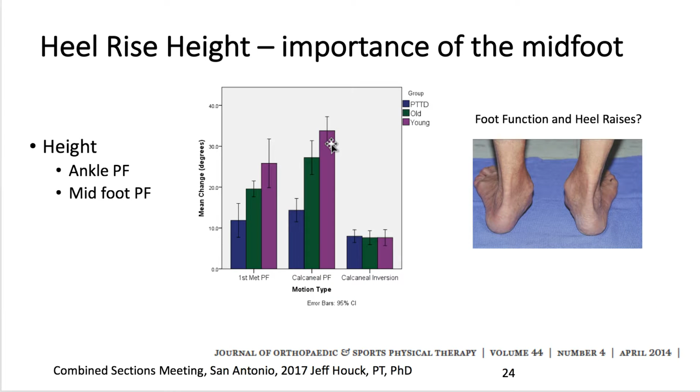So the other part of our strength training involves the foot intrinsic and extrinsic muscles. This is motivated by data that we published on heel rise height. We can see in this graph the mean change in angle that's associated with the midfoot, and here's the mean change in angle that's associated with the ankle. The purple is young, green is old, and the blue is posterior tibial tendinopathy patients who have very severe flat foot.